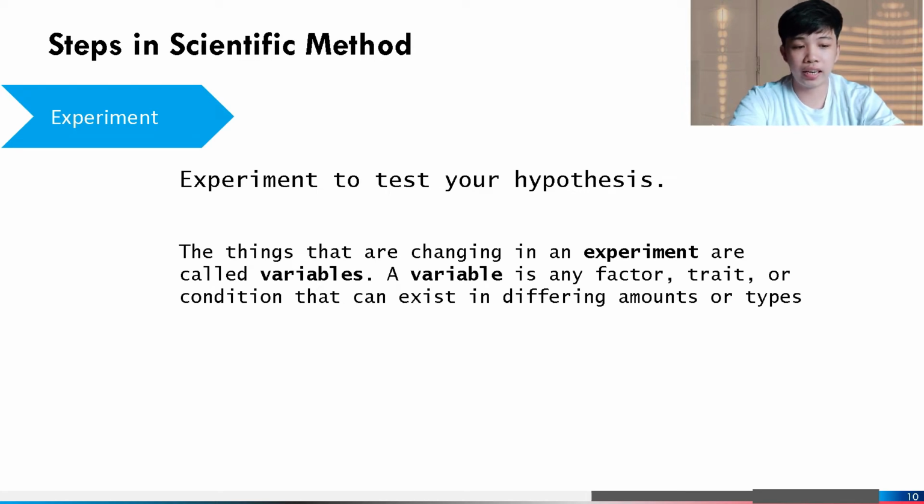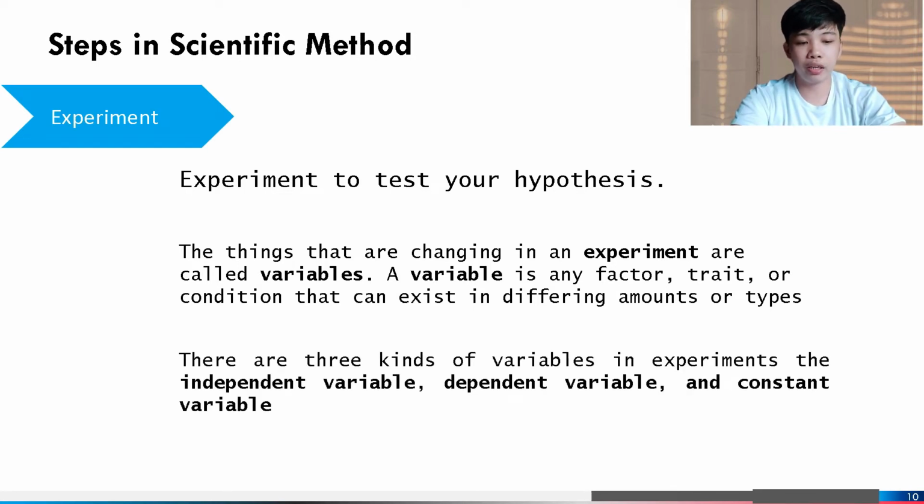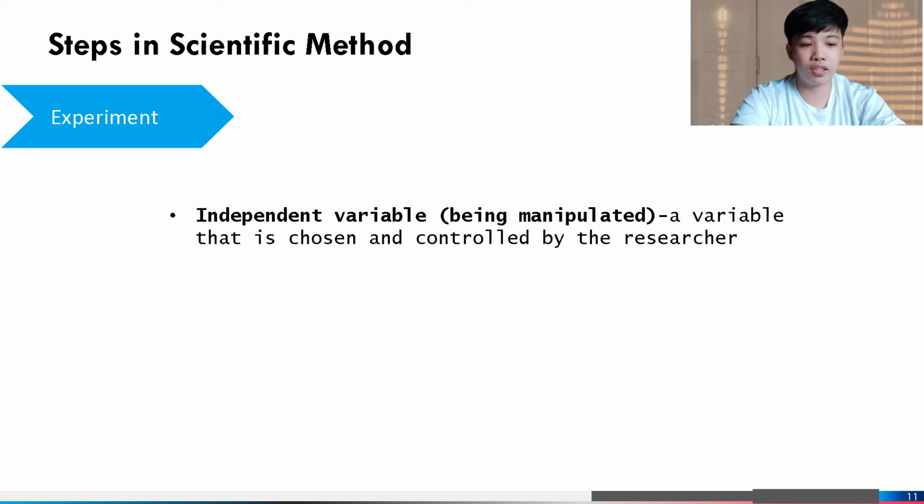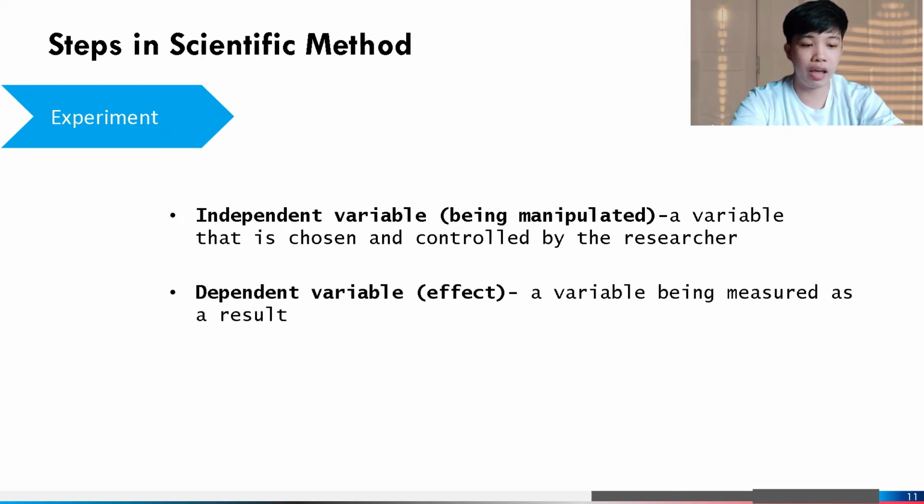In experimenting, the things that are changing in an experiment are called variables. So in experimentation, may tinatawag tayong variables. These variables are factors, traits, or conditions that can exist in different amounts or types. It could be of three types. So may tatlong uri ng variable. We have independent variable, dependent variable, and constant variable. When we say independent variable, this is the variable being manipulated, or chosen and controlled by the researcher. Dependent variable is the effect or a variable being measured as a result.